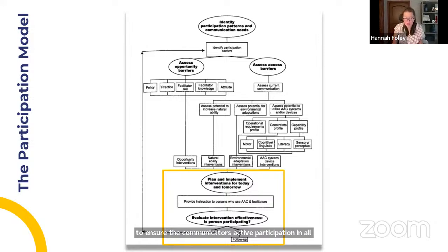Sometimes, it's a simple adjustment, and other times, it's a more complex solution. Dynamic assessment is a great way to get started planning. Dynamic assessment is used to determine the most appropriate AAC system that meets the communicator's current skills and needs while facilitating learning and skill development.